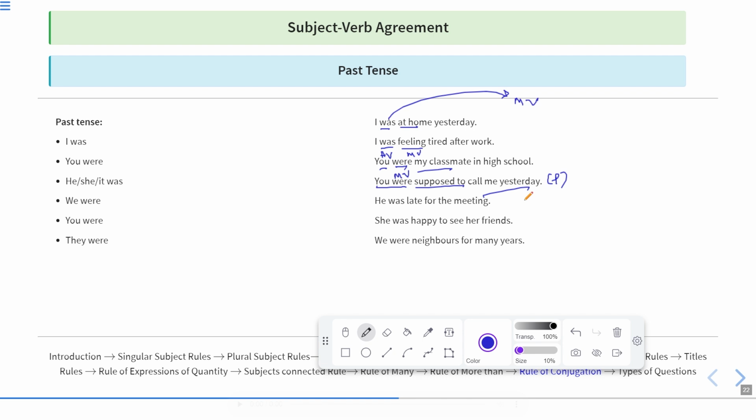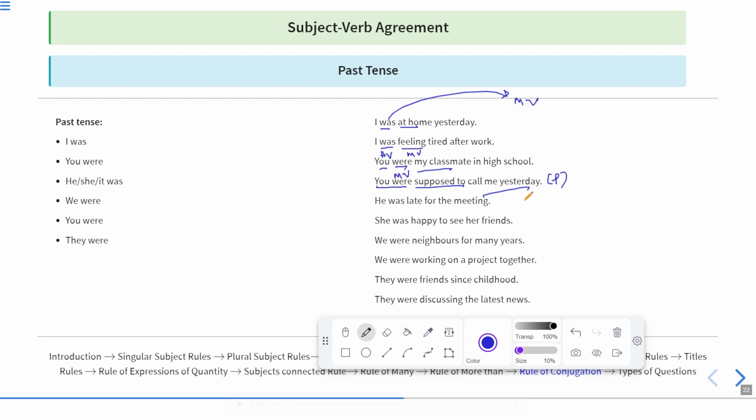We were neighbors for many years. So were is the main verb over here, which is used with we, and we is the plural subject. We were working on a project together. So were is the helping verb and working is the main verb. They were friends since childhood. So were is the helping verb and friends are the main verb. They were discussing the latest news. So were is the helping verb and discussing is the main verb with ing.